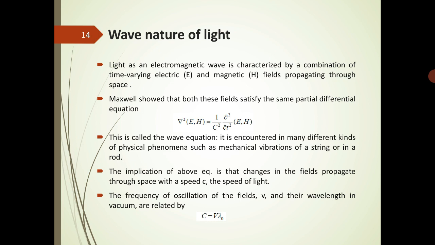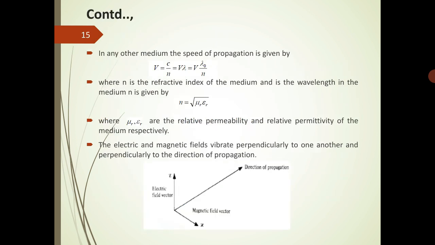So lambda is equal to c by f. We know that relationship, so I am equating that relationship over here. Fine. And next, if we are considering any other medium rather than free space, we have to know what is the speed of propagation. So here the speed of propagation is equal to the speed of the signal, c, divided by n. n represents the refractive index of the medium.